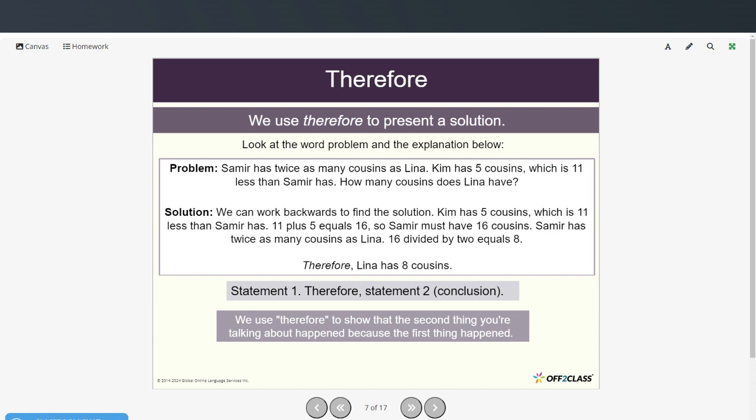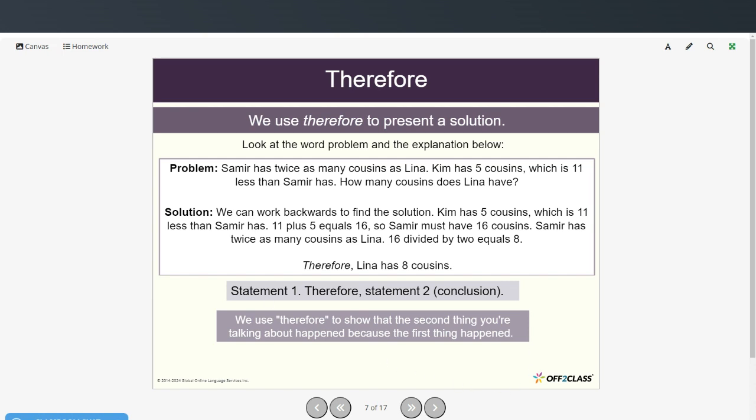So the solution is that we can work backwards to find the solution. Kim has 5 cousins, which is 11 less than Samir has. 11 plus 5 equals 16, so Samir must have 16 cousins. Samir has twice as many cousins as Lena, so 16 divided by 2 equals 8. Therefore, Lena has 8 cousins.